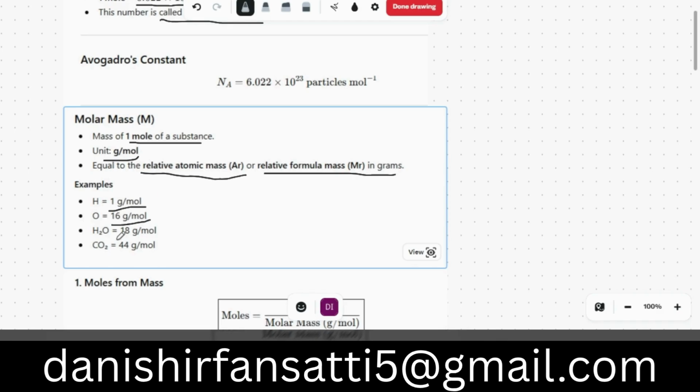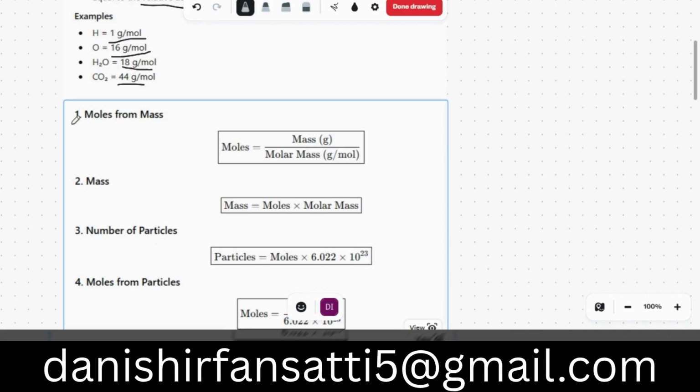Water has 2 hydrogen and 1 oxygen, so it is 18 grams per mole. And CO2 is 44 grams per mole. Now, the moles from the mass: moles is equal to mass divided by molar mass. For example, if mass is 2 and the molar mass of hydrogen is 1, then 2 divided by 1, the number of moles is 2.